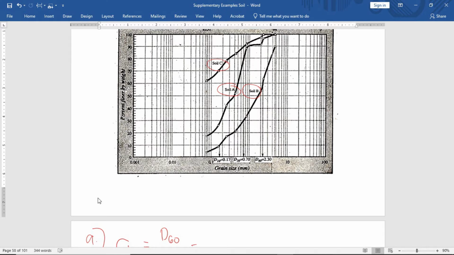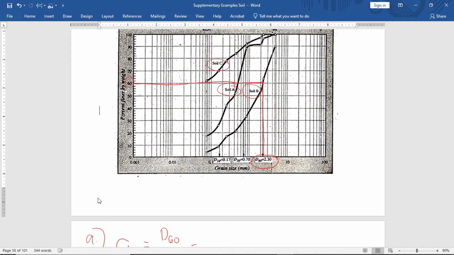Punta tayo sa 60. Ito yan. Kasi percent finer ito, ito yung diameters. So, 60, diretso lang. Huwag kayong para sa soil A. Punta tayo sa soil B. Saan tumama? Dito. Baba lang natin. Ang kalabasan is D60 natin is 2.3. Kasi ito ay 0.1, tapos may 1 dito, tapos so on so forth.